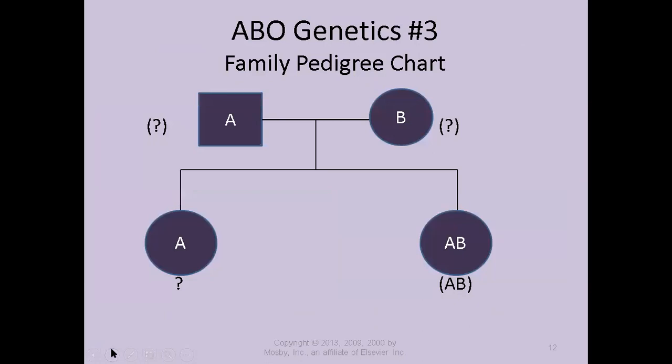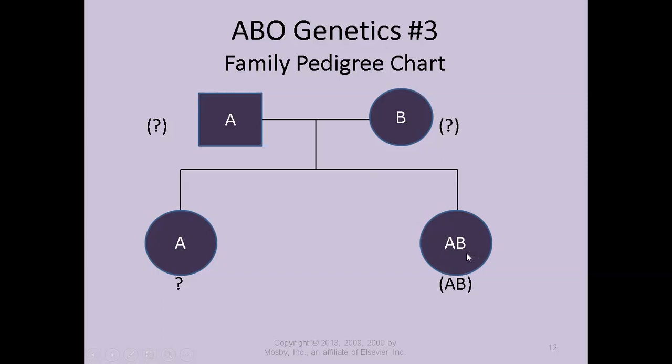So here we have a family pedigree chart, and this happens to be my family. Here we see the square. This was my dad. Both my parents are deceased, but my dad was type A and my mom was type B. When we start off, I didn't know their genotypes. My parents only had 2 children. They had me, I'm type A, and they had my sister who was type AB.